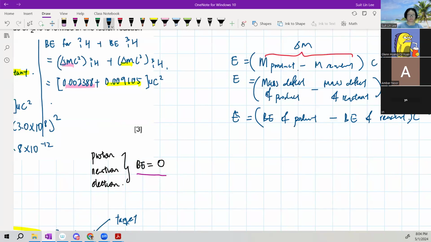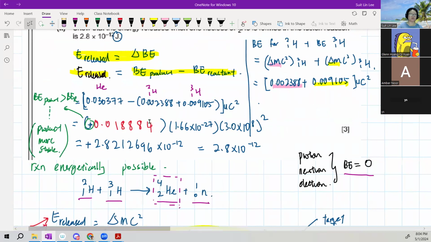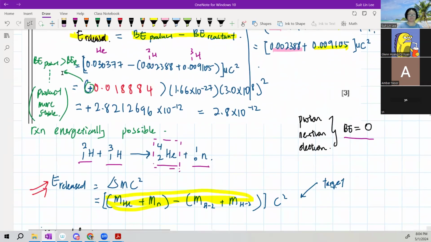So this one is pretty important because sometimes they will give you different data. Like for example, this one, you are given the mass defect. So I take the mass defect of the product minus the mass defect of the reactant.